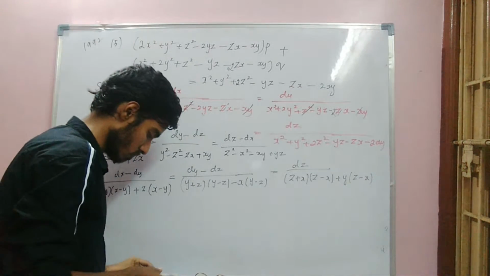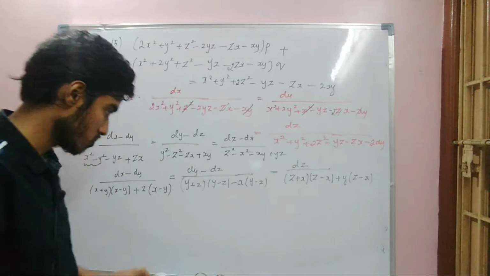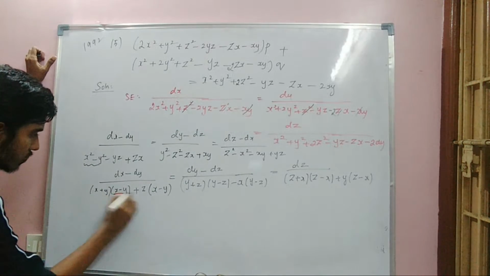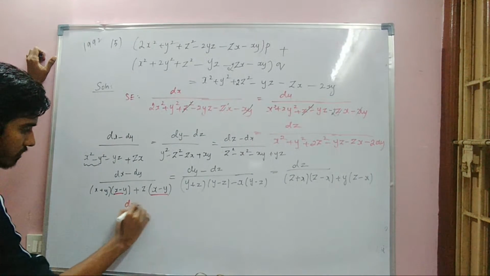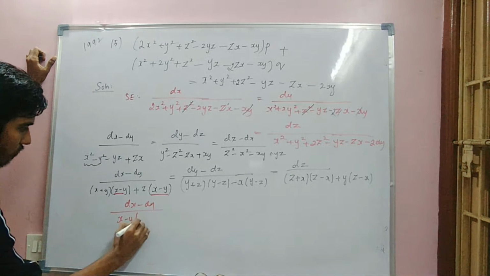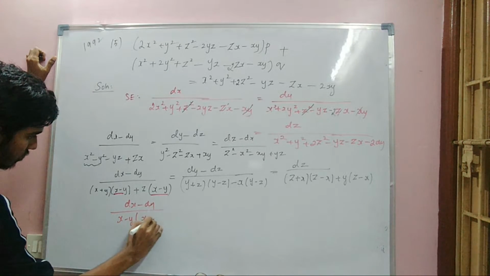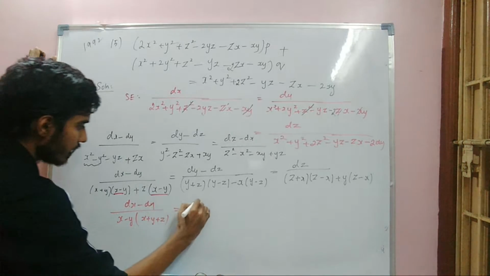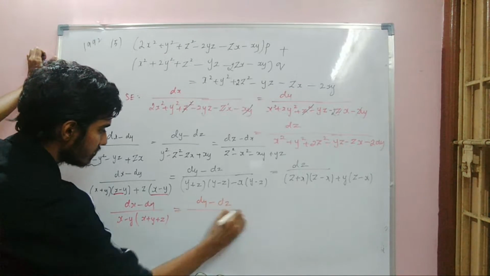Now I can take x minus y common from here. So dx minus dy divided by, if I take x minus y common, we are going to have x plus y plus z. Now here I can take y minus z common.